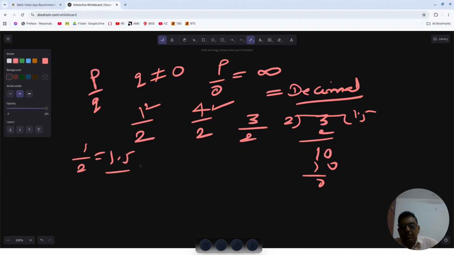That means 3 by 2 becomes 1.5. Now we will come to the addition and subtraction of fractions.